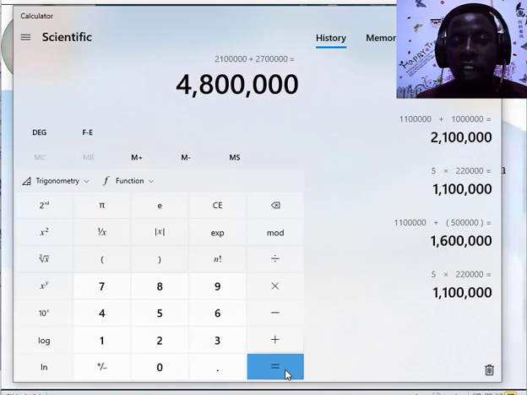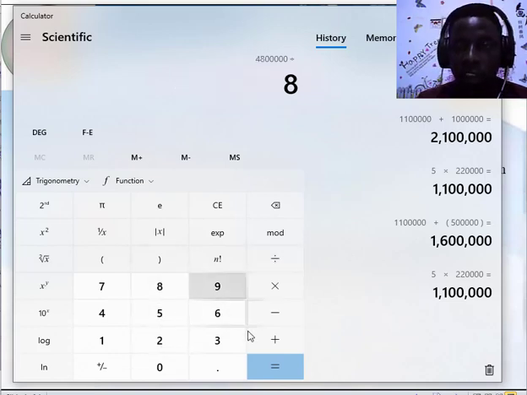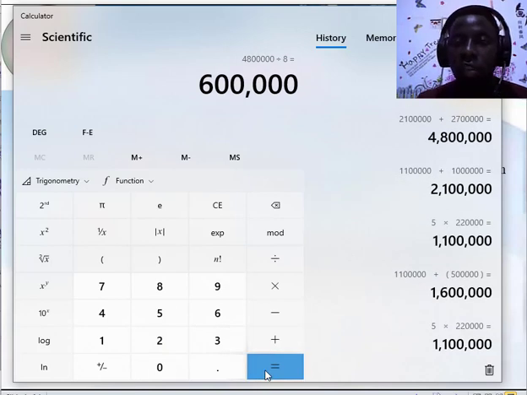The mean is the total amount divided by the number of people in that company. So how many people do we have? We have 5 people for 220,000. We have 2 people for 500,000. And we have 1 person for 2,700,000. So 5 plus 2 plus 1, we have 8 people, and we divide that amount by 8. So it's going to give us 600,000.